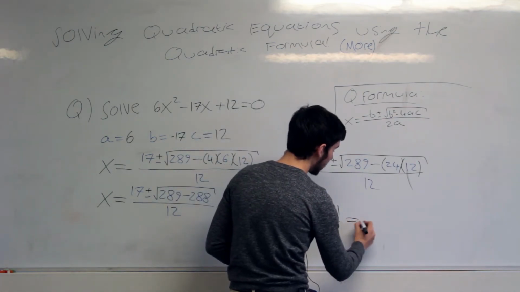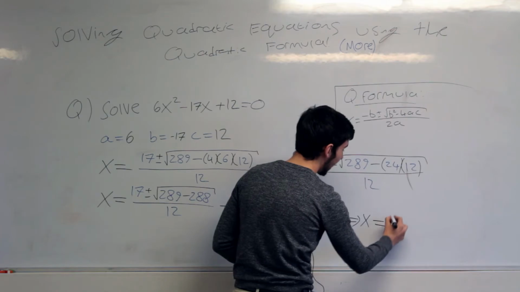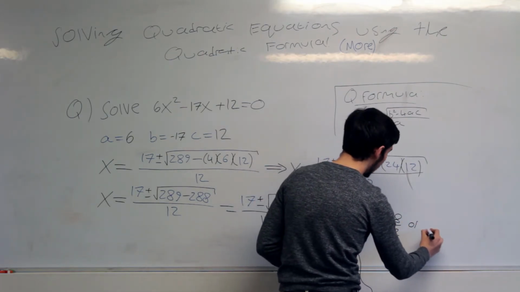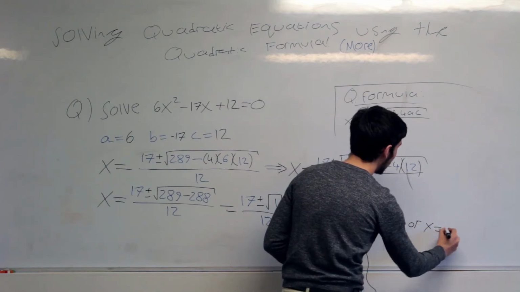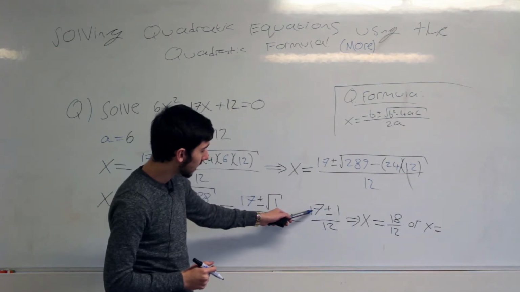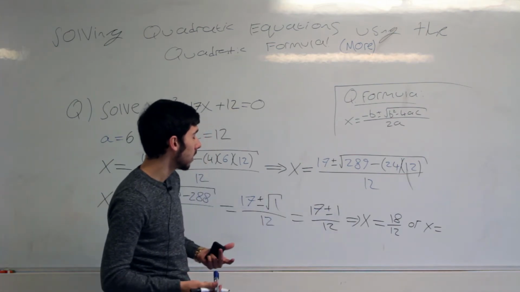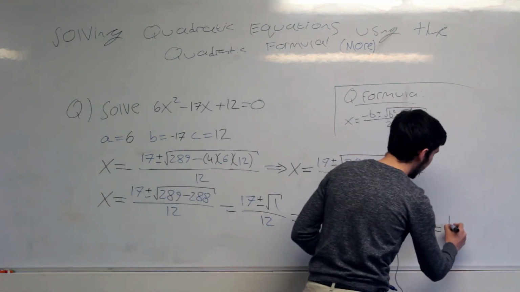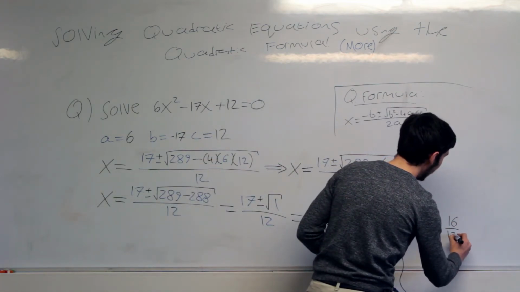So this implies x is equal to 18 over 12, or x is equal to, well, let's take the minus now, because we took 17 plus 1. Let's take 17 minus 1. Well, 17 minus 1 is 16, so we're going to be looking at x is 16 over 12.